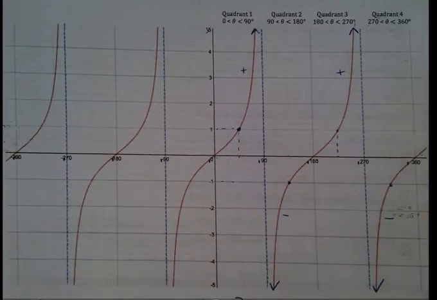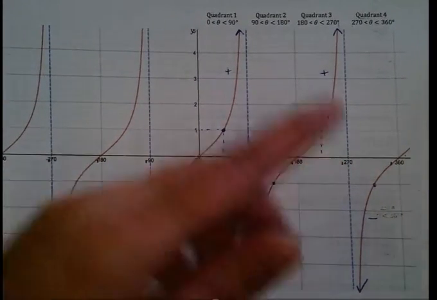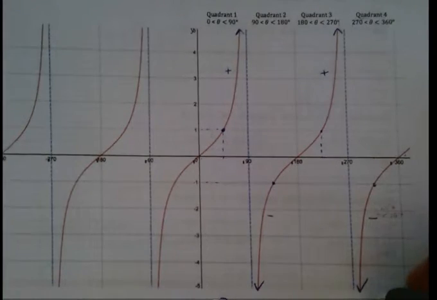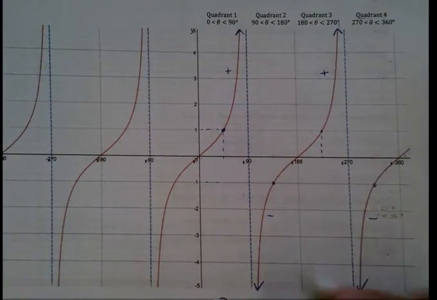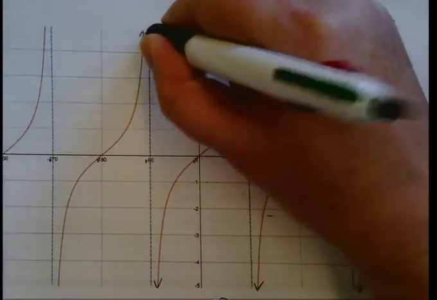It's undefined. Same with tan 270. So you've got asymptotes there. And the graph approaches the asymptotes but never touches them. Okay? All right.